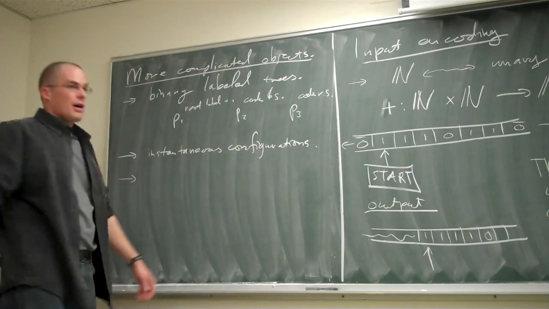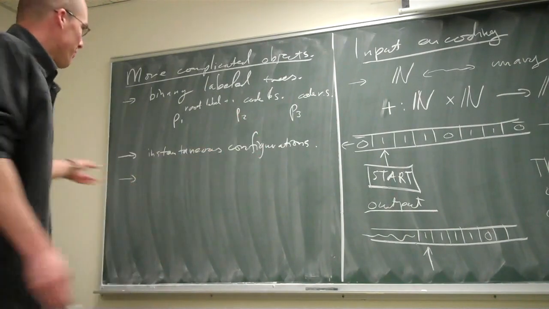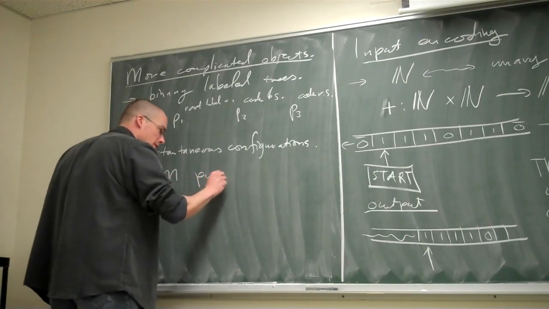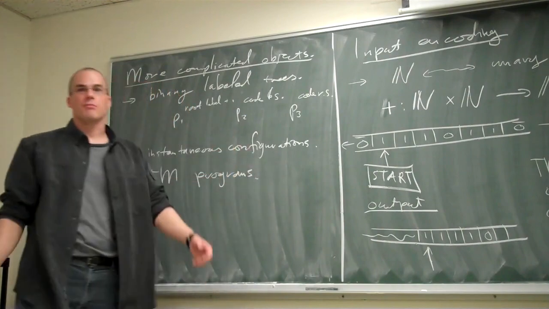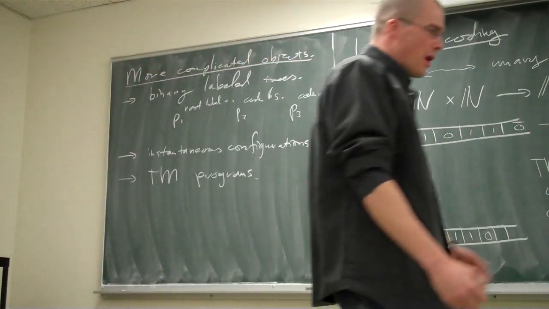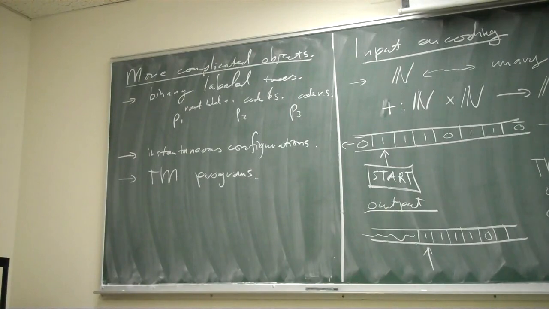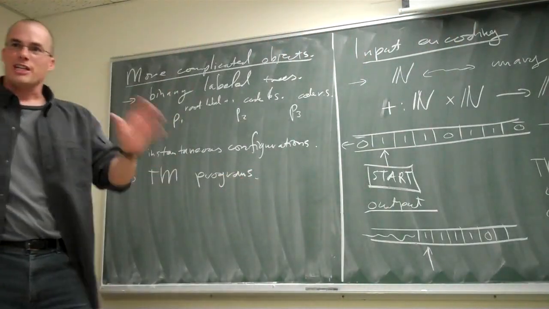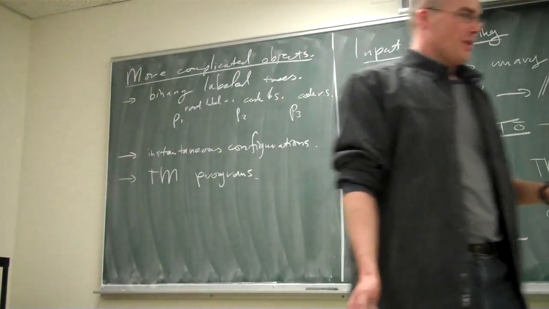Instantaneous configurations. Other things which are important to encode are Turing machine programs. Well, what is a Turing machine program? A Turing machine program is a finite sequence of 5-tuples. Well, if each of these 5-tuples can be represented by a natural number, then the finite sequence of 5-tuples would be a sequence of natural numbers which we can encode. So we only have to worry about encoding individual 5-tuples. Well, what does an individual 5-tuple consist of?